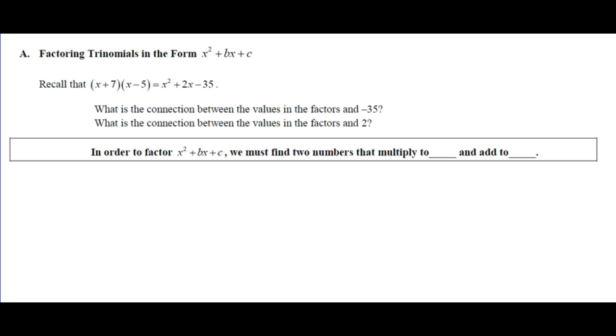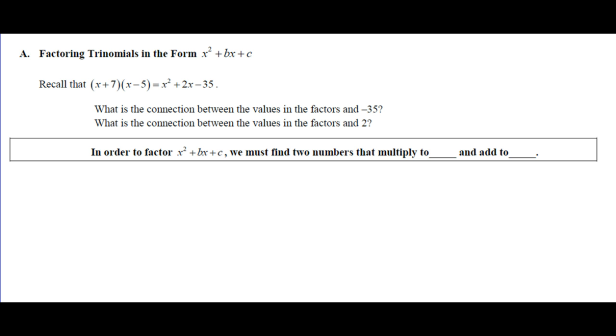So what's the connection between the values and the factors? The minus 35 only comes from the two last numbers. The x squared only comes from the first two. The F in FOIL gives me the x squared, the L in FOIL gives me this last term, and it's the outer and the inner. So the connection is that when this is a minus, these two numbers here will differ by 2.